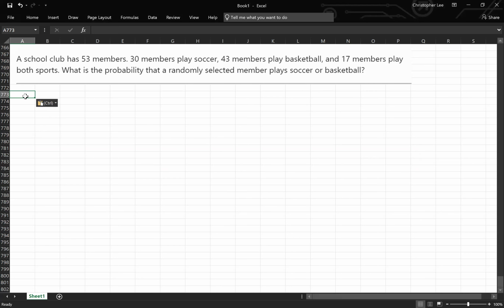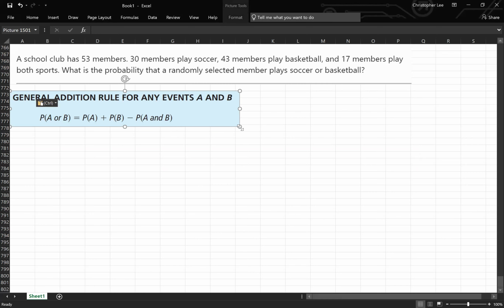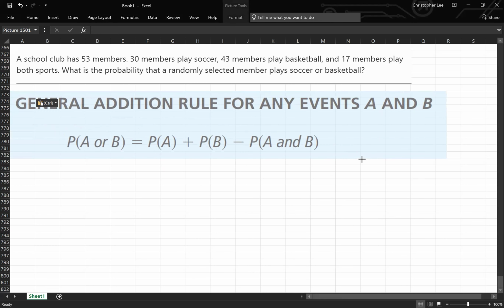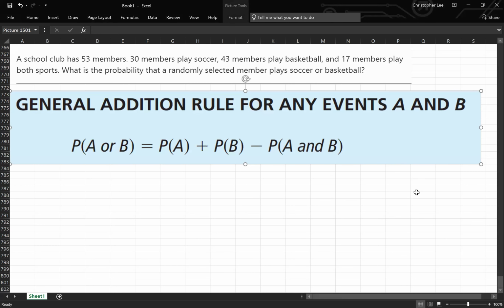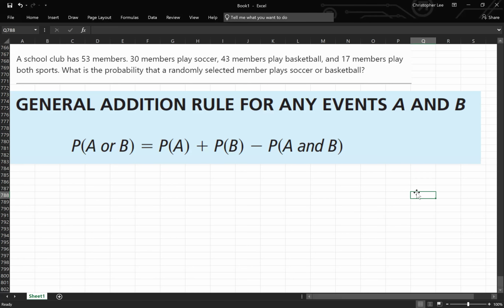Let me help y'all out. This is the formula that I want y'all to do. General addition rule for any events A and B, right? So we want to know what is the probability of A or B, which is equal to the probability of A plus the probability of B minus the probability of A and B. Try that out real quick.